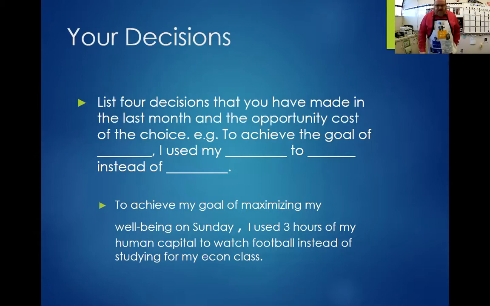One thing I want you to do is list 4 decisions that you've made in the last month and the opportunity cost of each choice. So you can use this sentence here. To achieve the goal of blank, I use my blank to blank instead of blank. So you used your whatever choice to achieve your goal instead of whatever the alternative was. For this example, I have down there, to achieve my goal of maximizing my well-being on Sunday, I use 3 hours of my human capital to watch football instead of studying for my econ class. There's an example for you.